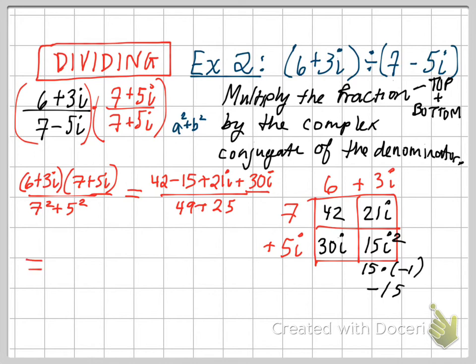Continuing to simplify, I get 42 minus 15 is 27. And then if I add 21 plus 30, I get 51i, divided by 49 plus 25, which is 74.